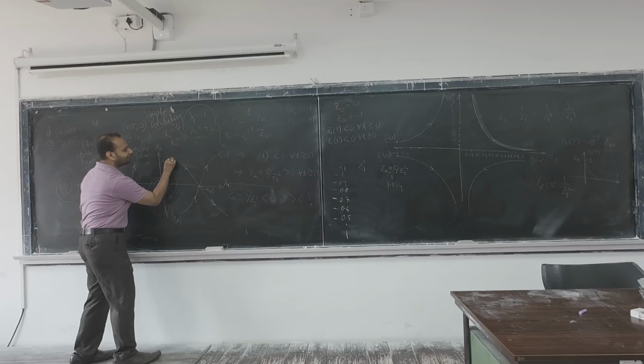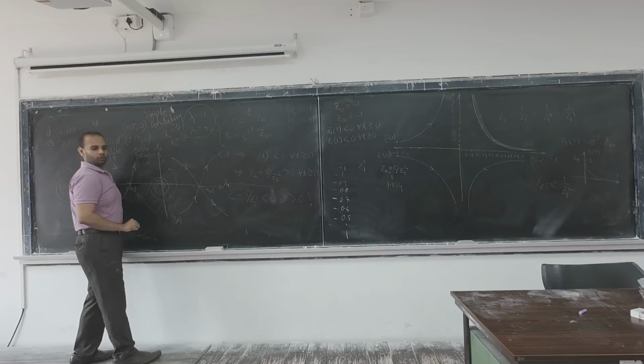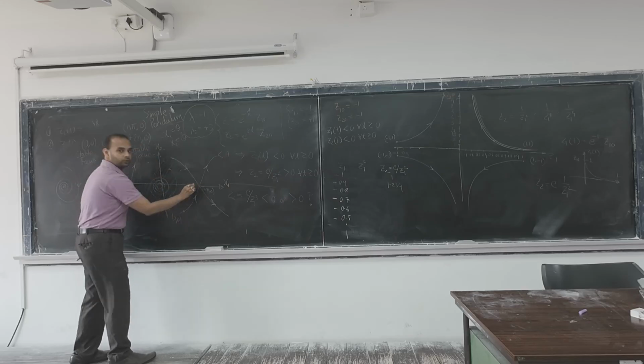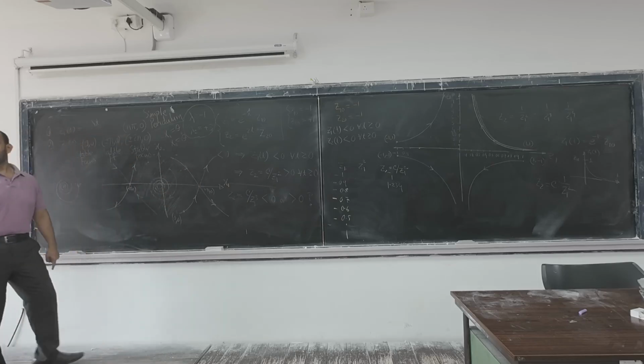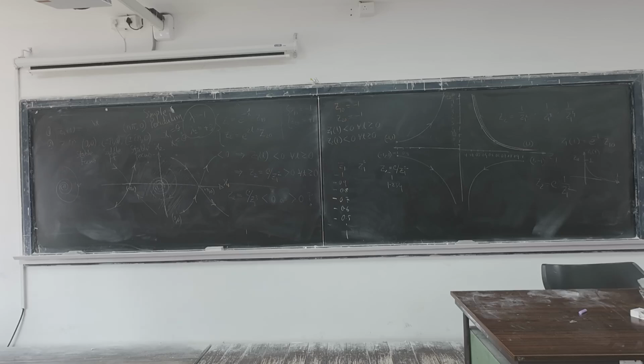Suppose if it is like this, then of course it will go there. If it is there, of course it will go there. If it is here, of course it will go there. That is the interpretation.